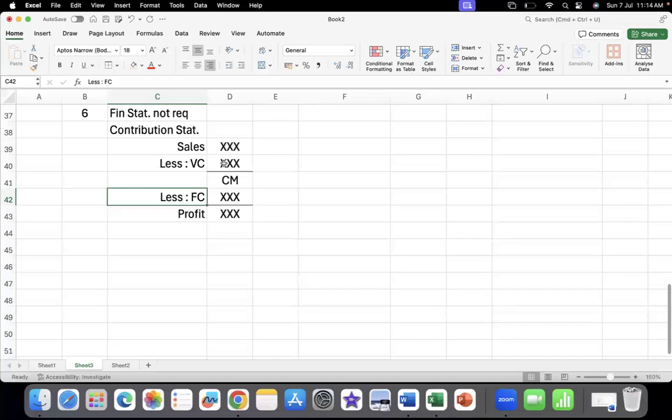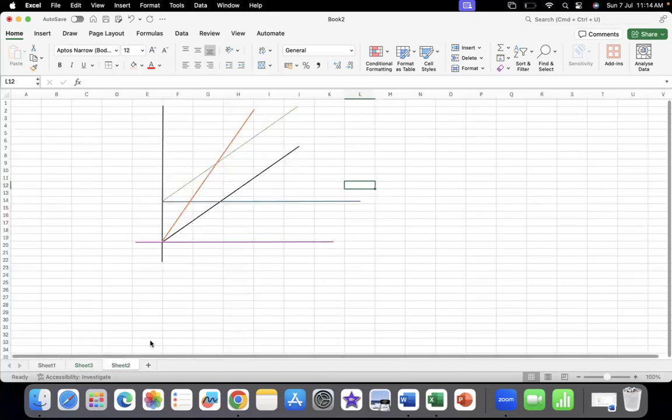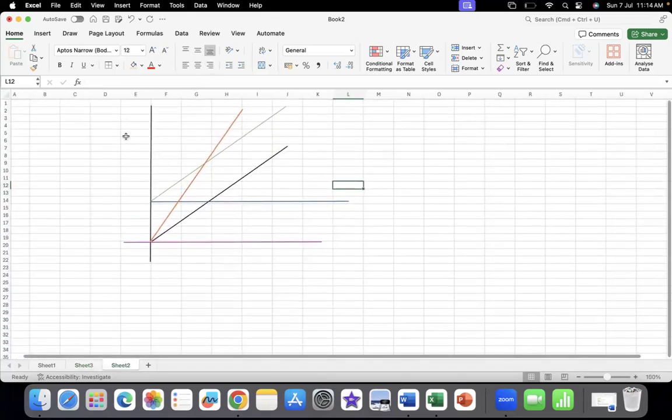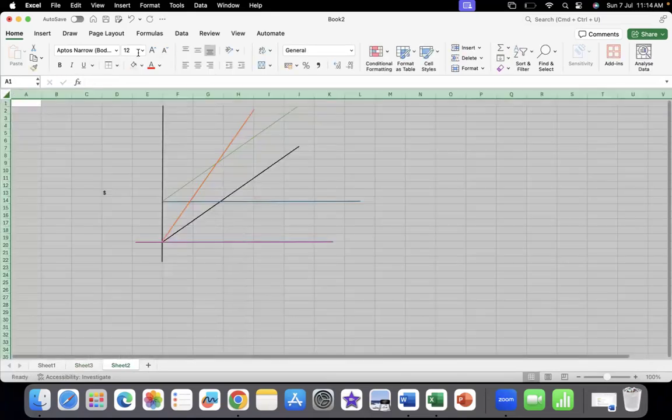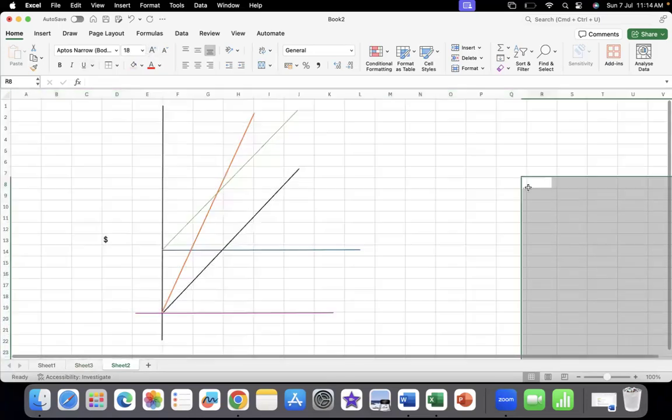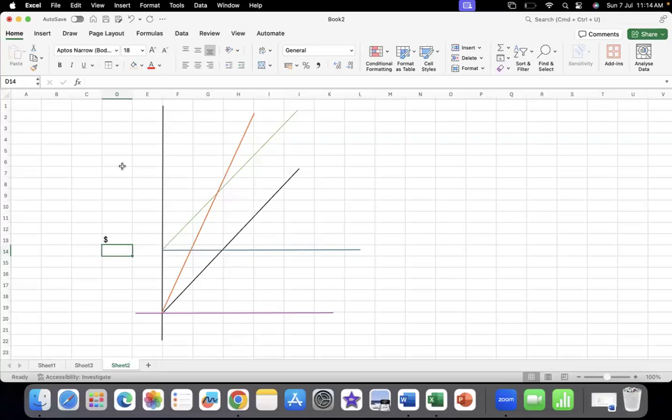So the contribution statement, when analyzed as a whole, should always give you a diagram which looks somewhat like this. On the left, this is your revenue or the dollar figures. These are your dollar figures right here, or revenue and cost. You can call this revenues and costs. That is all in terms of dollars. And these are your units. And this is your X and Y axis.